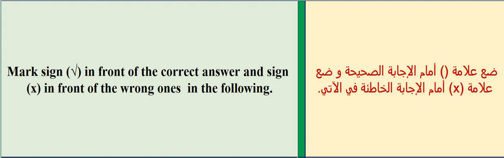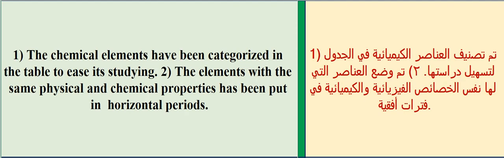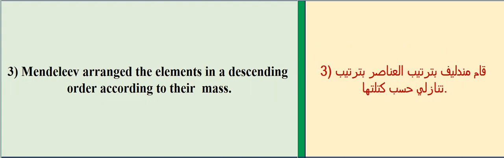Mark a sign in front of the correct answer and an X in front of the wrong ones in the following. 1. The chemical elements have been categorized in the table to ease its studying. 2. The elements with the same physical and chemical properties have been put in horizontal periods. 3. Mendeleev arranged the elements in a descending order according to their mass.